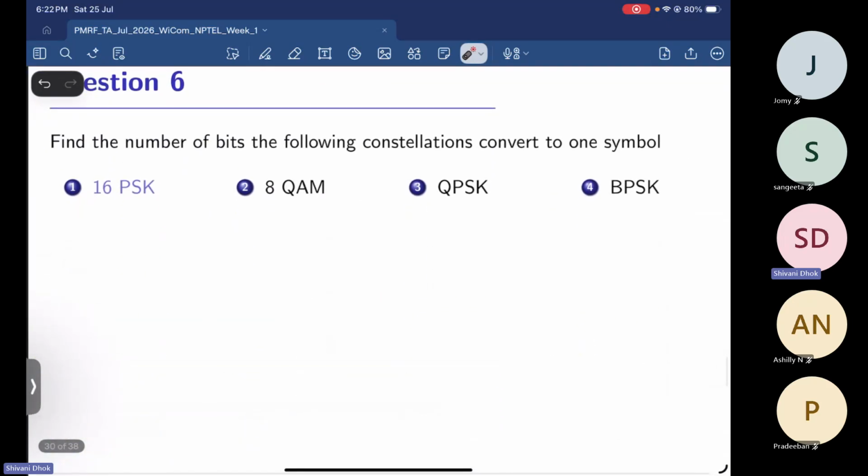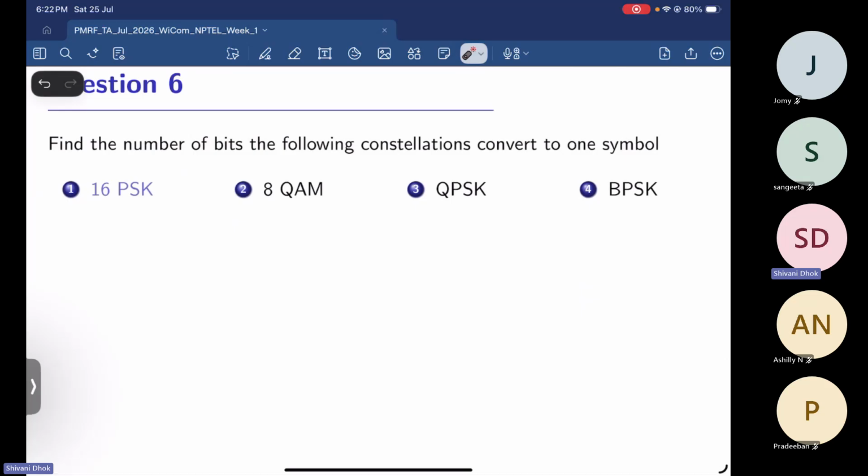Okay, if there are no questions, then let me move on to another question. I deliberately took this particular question in which you are given a particular constellation and you want to identify the number of bits that are used to represent this particular constellation.